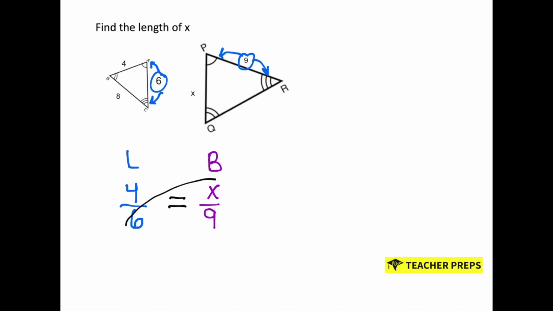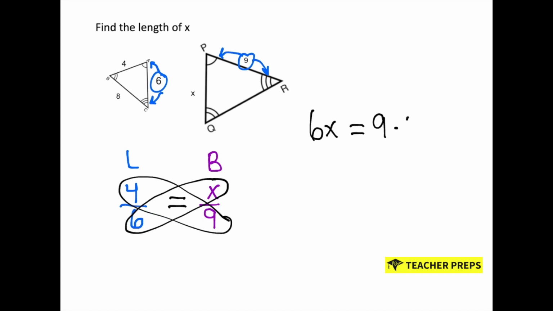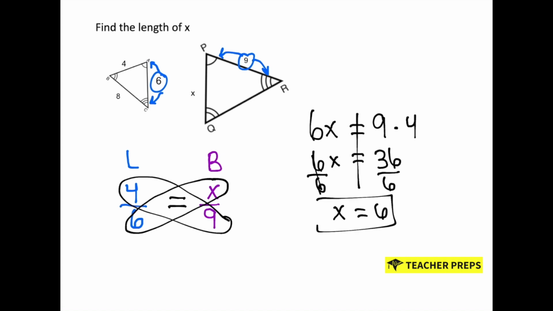The next step is to cross multiply. So we have 6 times x, and that's going to equal 9 times 4. 9 times 4 is 36. So we have 6x equals 36. We can solve for x by dividing by 6 on both sides. That leaves us with x equals 6. So we know the missing side of that bigger triangle is 6.